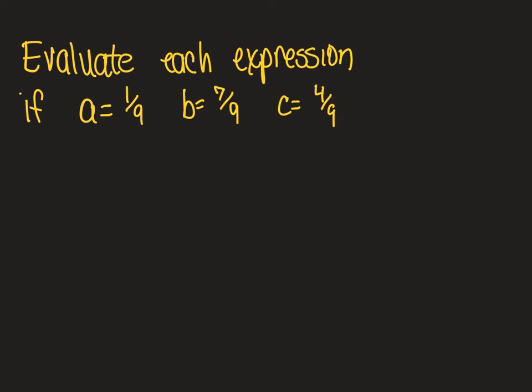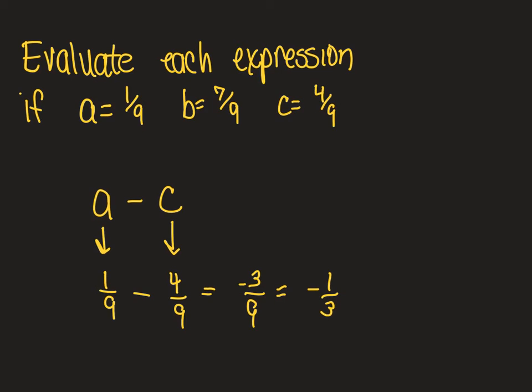So let's try A minus C. So instead of A, I'm going to write 1/9. And instead of C, I'm going to write 4/9. Subtraction sign. I don't need to write this up and down because it's just a fraction. I like writing mixed numbers up and down, but fractions I don't. 1 minus 4 is -3. -3/9. I simplify to -1/3.